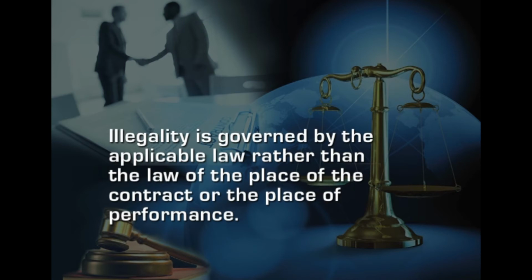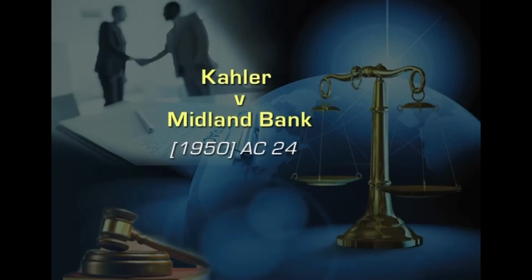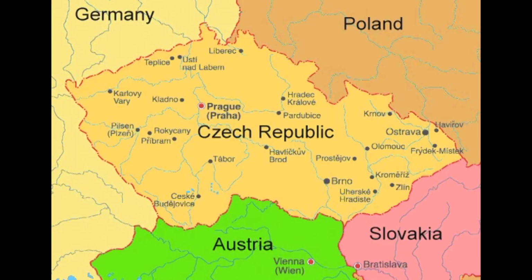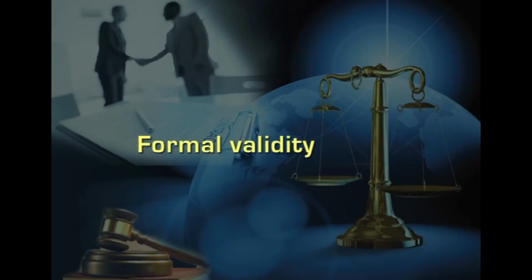Illegality is governed by the applicable law rather than the law of the place of the contract or the place of the performance. Similarly, the English courts would not enforce a contract if it was illegal by its proper law. For instance, in the Keller versus Midland Bank case, certain bonds were held by Midland Bank in London. The plaintiff was entitled to withdraw these bonds under the contract's proper law, that is, the Czech law. However, Midland Bank refused to release them on the ground that under the Czech currency control regulations, it was prohibited from doing so, despite the fact that the plaintiff had left Czechoslovakia and became a US citizen. The House of Lords held that Czech law was the proper law of the contract, and accordingly the bonds could not be released.